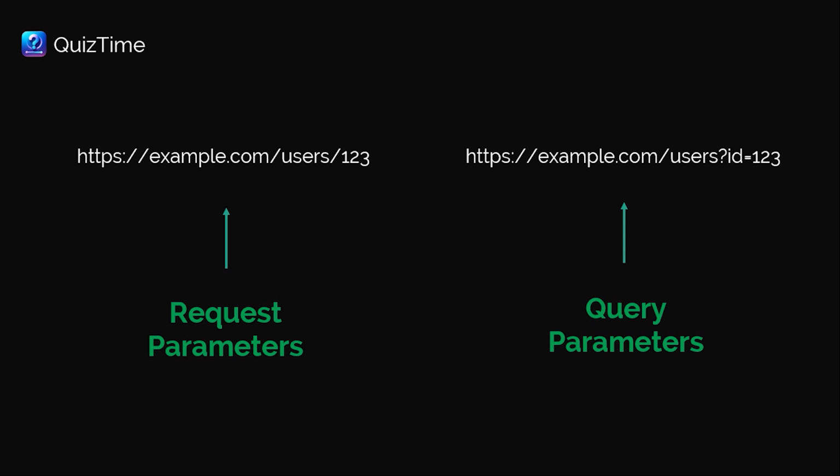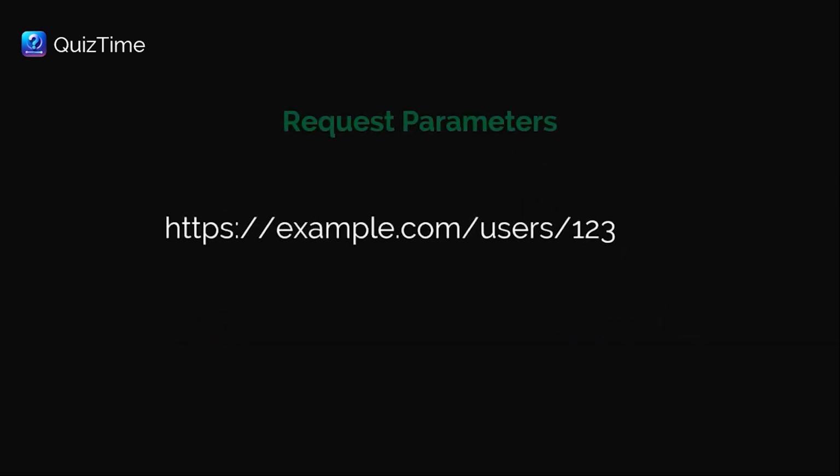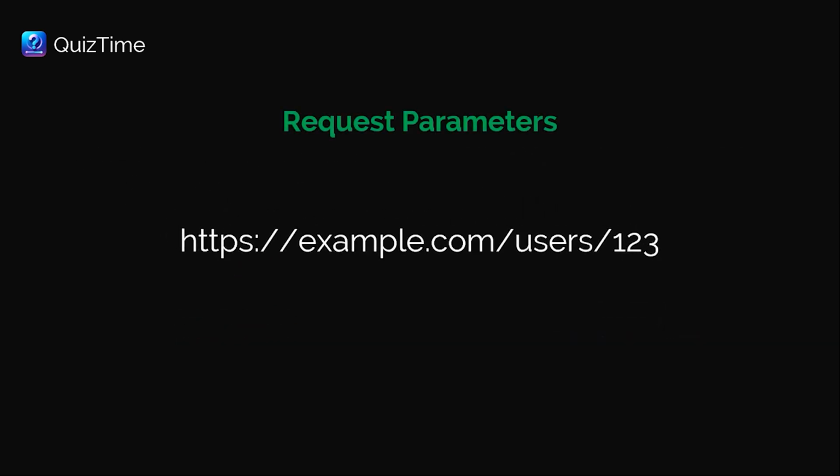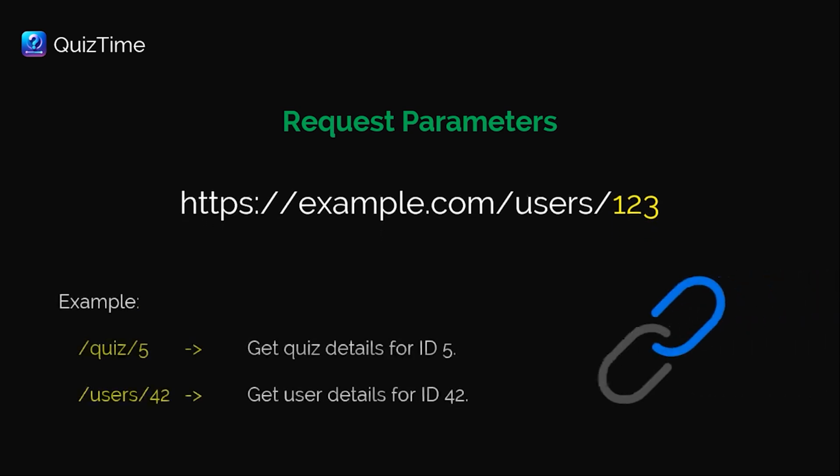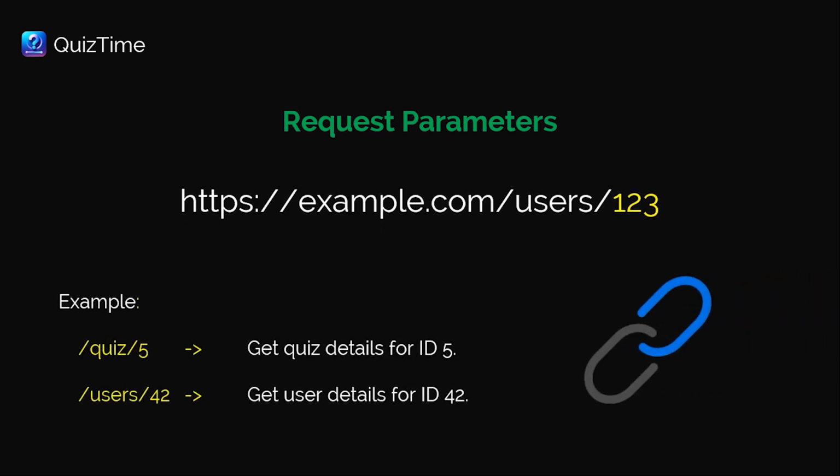Let's break them down. Request parameters are part of the URL itself. They define specific resources that we want to access. Let's say we have an API that gives us information about users. Here 123 is the user ID and it is passed inside the URL path. The API will use this ID to find the user and return the details.